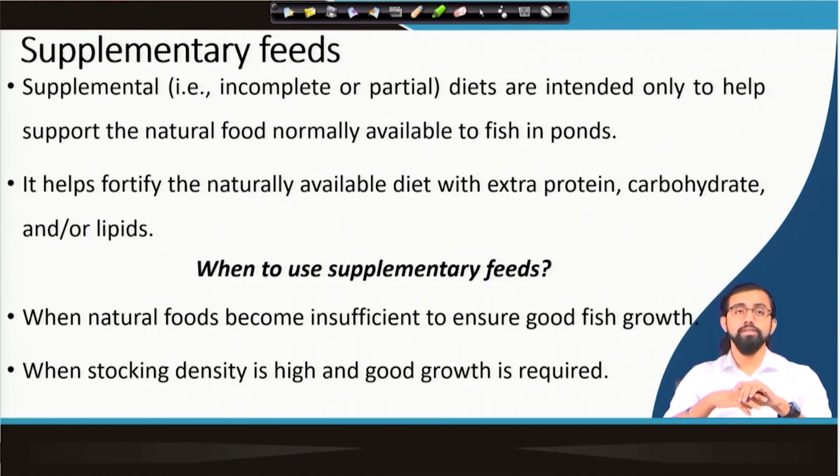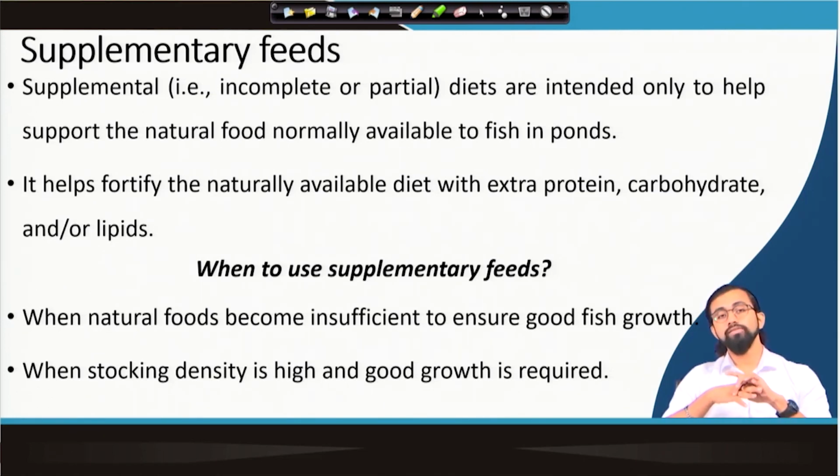It normally fortifies the naturally available diet with extra protein, carbohydrate and/or lipids. When to use supplementary feeds? When you see that the natural foods are insufficient at that particular moment to ensure proper fish growth or proper aquatic species growth. At that moment you have to take care of it, and you just go for supplementary feed. You have to continuously monitor your farm and make sure that the fishes are not in stress, and if they are, then provide them with supplementary food.